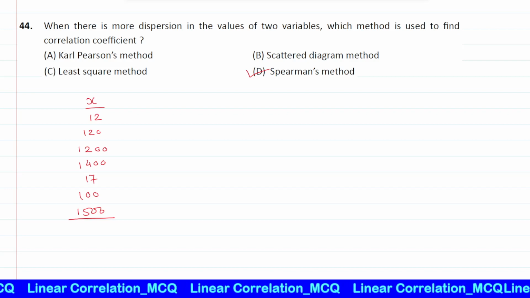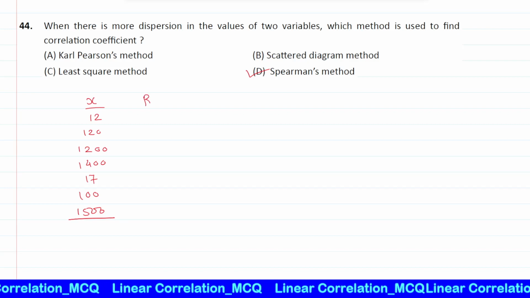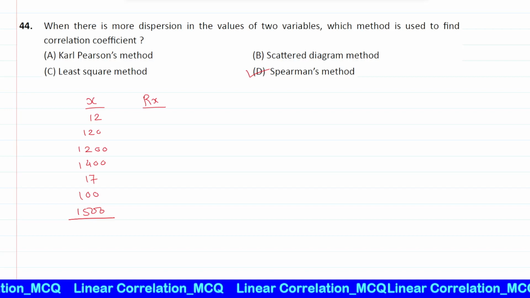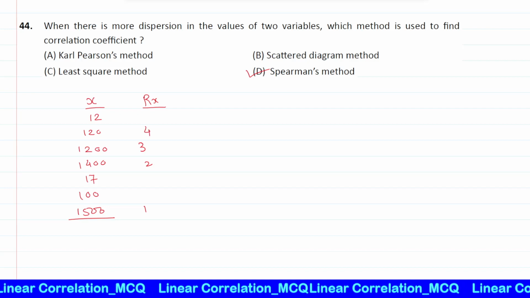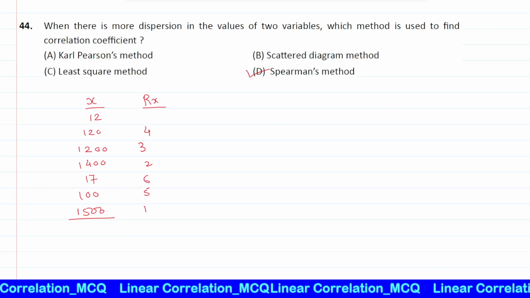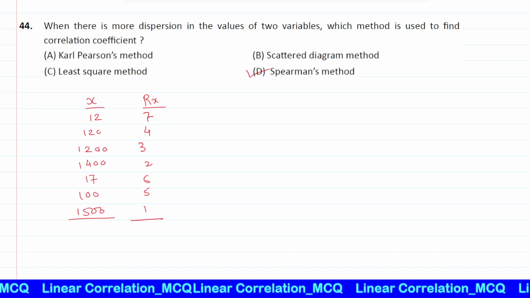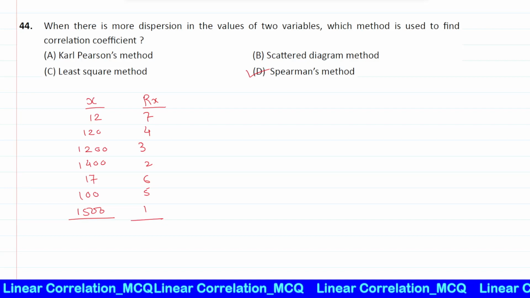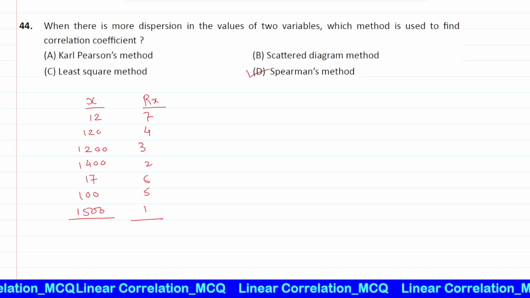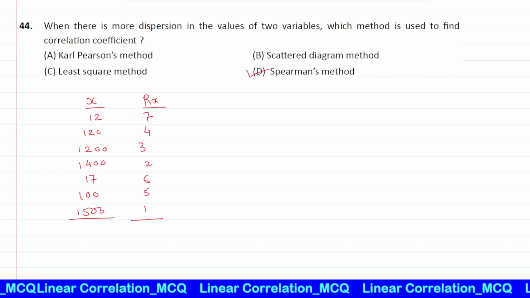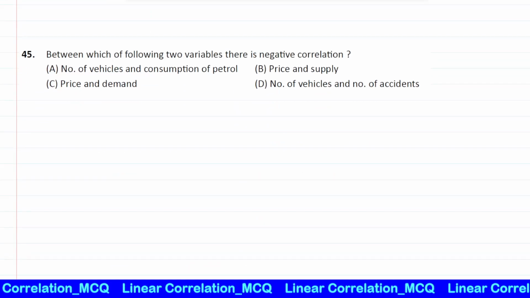In that type of case, Spearman's rank correlation method is very easy because in that case, we have to allot only ranks like 1, 2, 3, 4, 5, 6 and 7. Similarly for y also. The calculation becomes easy. And Karl Pearson's method is a bit difficult when the range is very large. If there is more dispersion between the values of x and y, then Spearman's rank correlation is very useful.